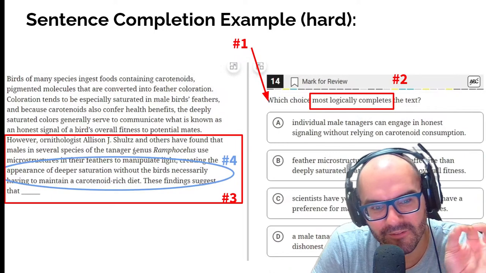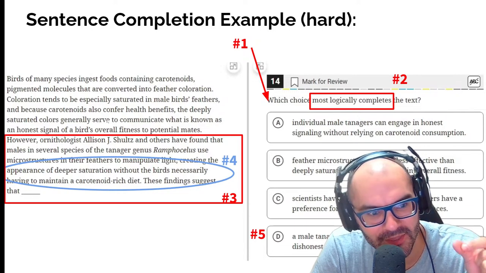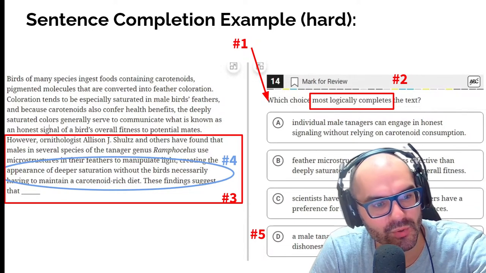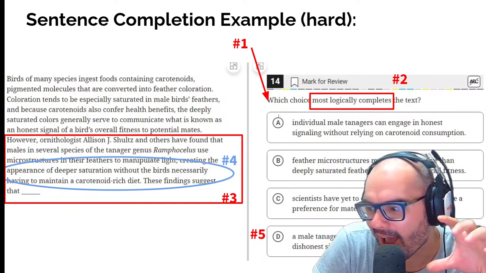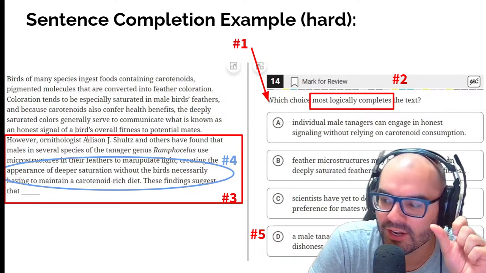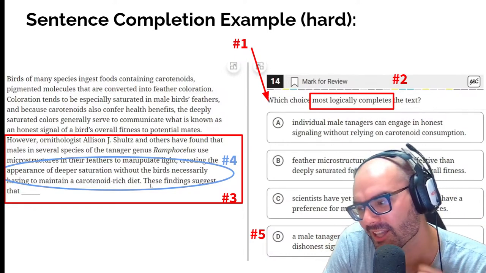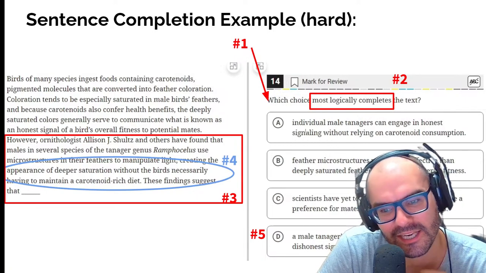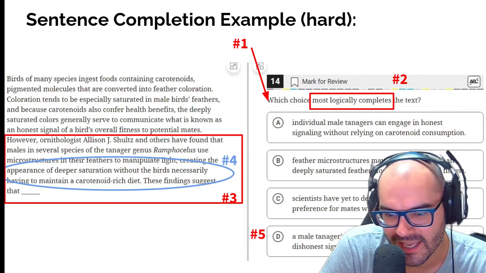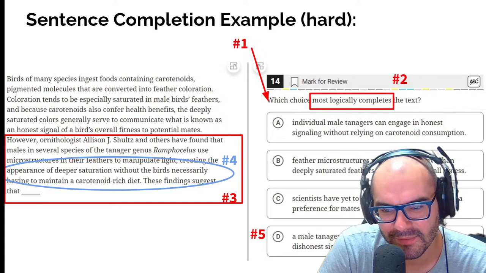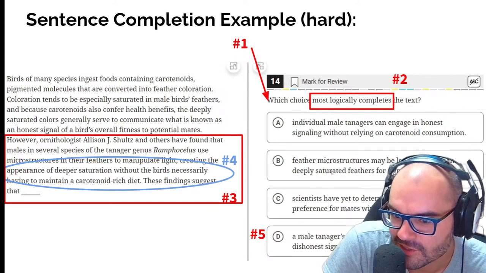And this is where, if I read back, I could see that there is some more information about that in the previous sentence. It talks about saturated colors serving to communicate an honest signal. So I could have read the previous part and understood that better. But again, just seeing that phrase, appearance without the diet, is telling me that it's not honest. And so that makes me lean away from A. I'm thinking no, right? And then I'm looking at feather microstructures being less effective for signaling fitness. I don't think that makes sense because the feather microstructures produce the saturated color. You can't tell the difference.